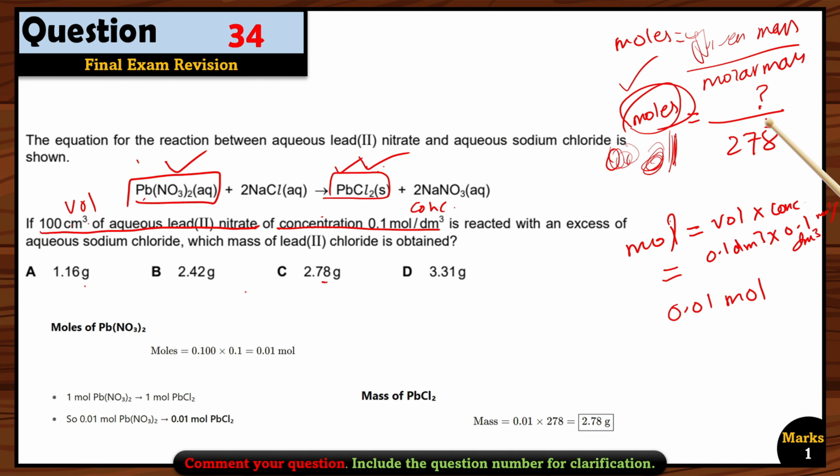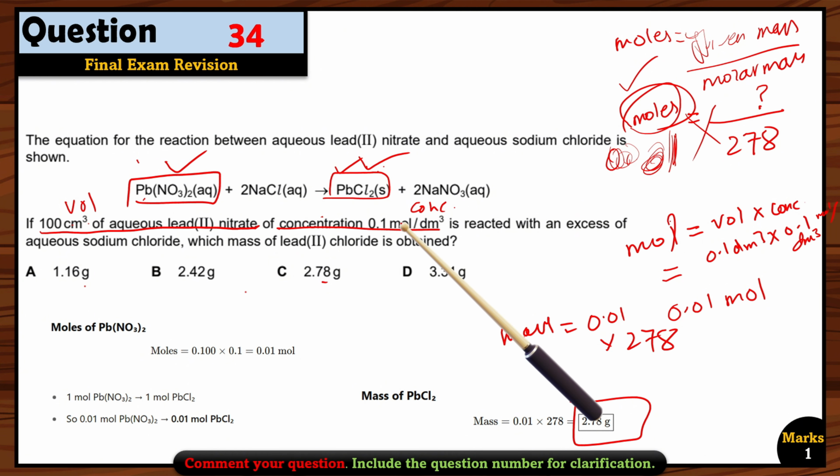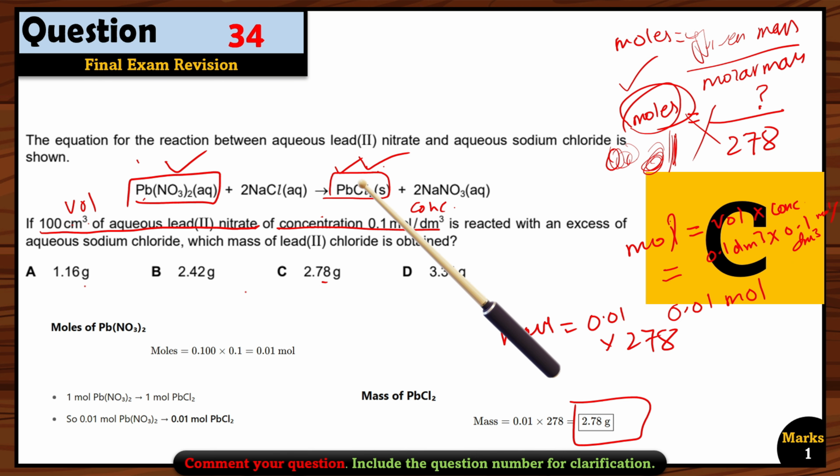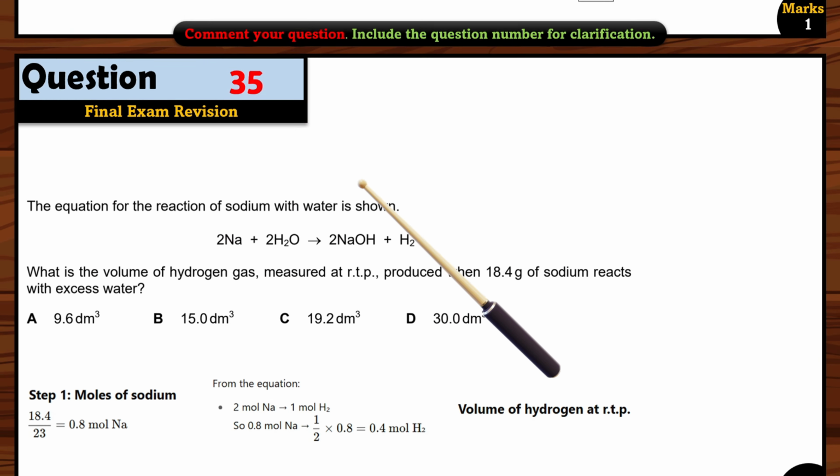So just what do you have to do now? You have to rearrange the formula and you can get your answer. So mass is equal to 0.01 multiplied by 278. So you can easily get your answer, and that is 2.78 gram. So it means from this concentration we will get 2.78 gram of PbCl2. Okay, so 2.78 gram, option C is the right option.